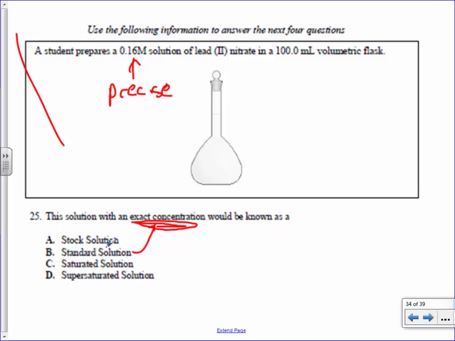What are stock solutions? Highly concentrated. Good, yeah. Saturated solutions? They're full. Supersaturated? They're more full than they should be because we've increased the temperature.